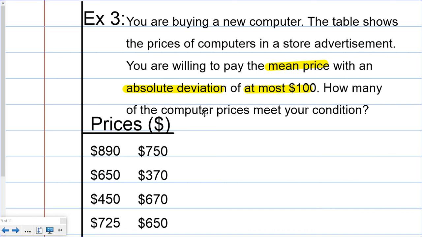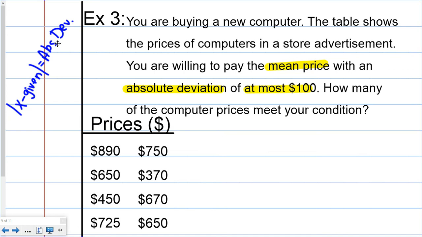Well, to do that, we're going to have a formula here, and our formula is that we have the absolute value of x minus our given, is, and I'm going to put equal because it's all going to depend on what it says in the problem. This one says at most, so that tells us our sign, but that's equal to our absolute deviation.